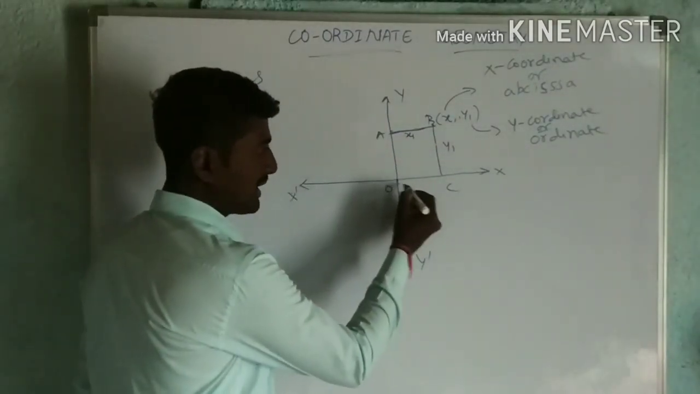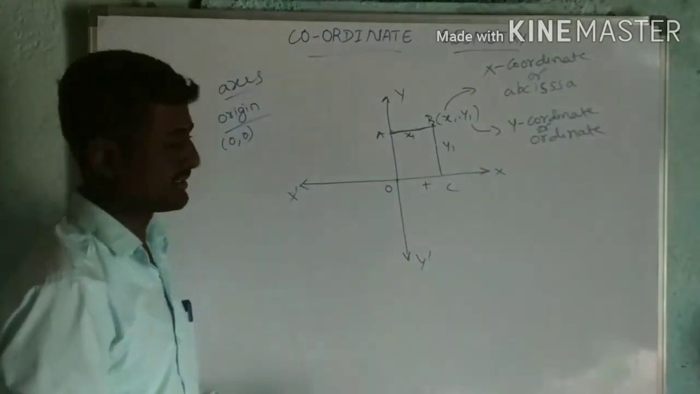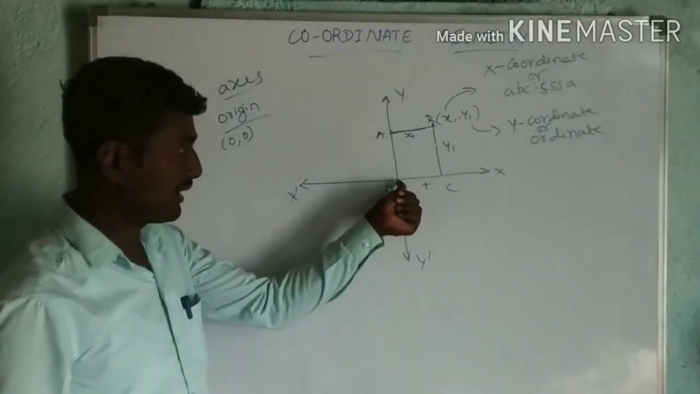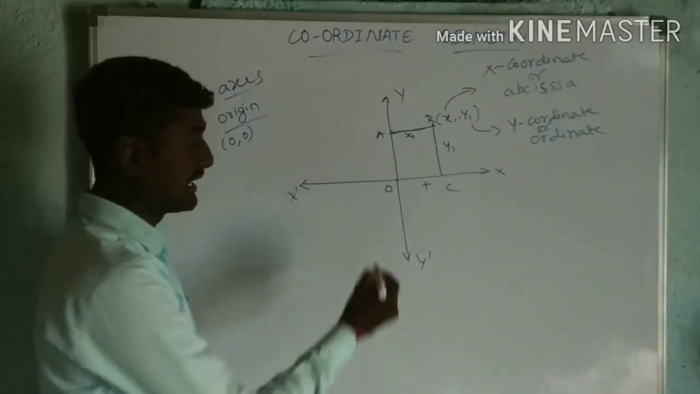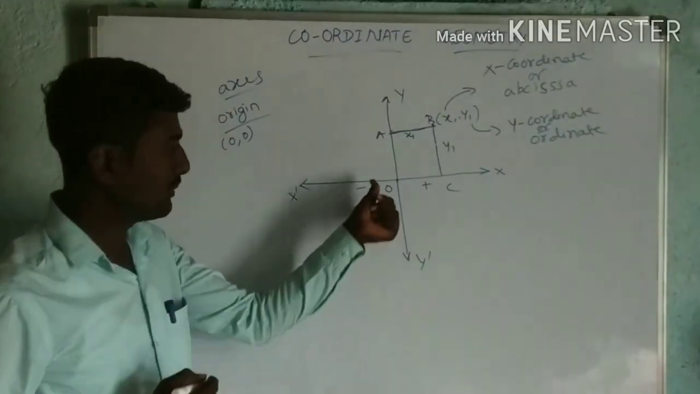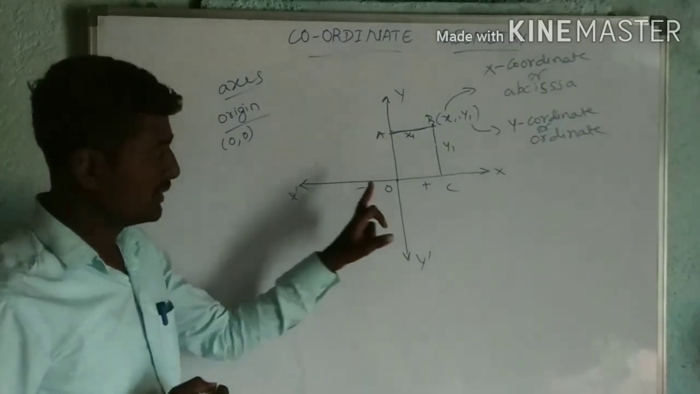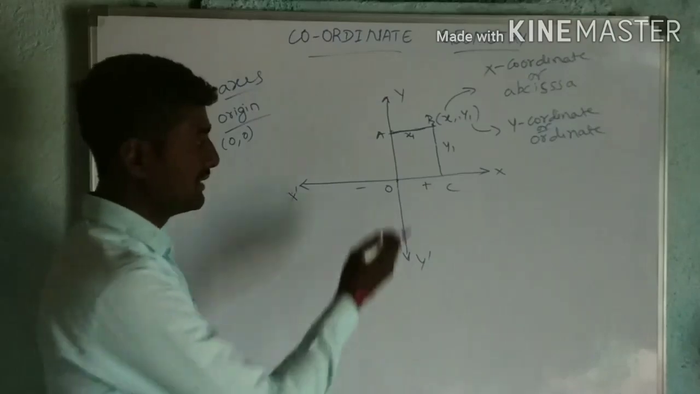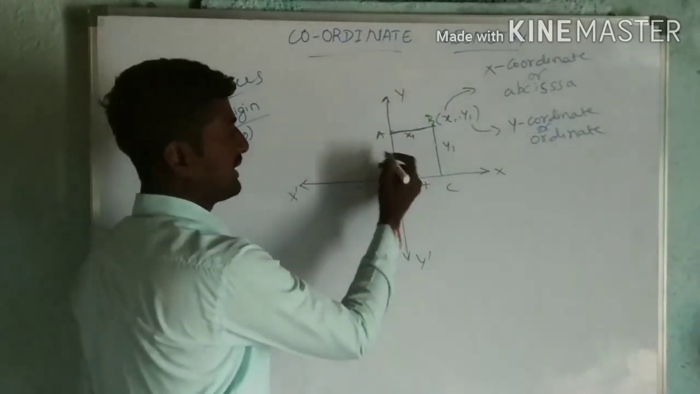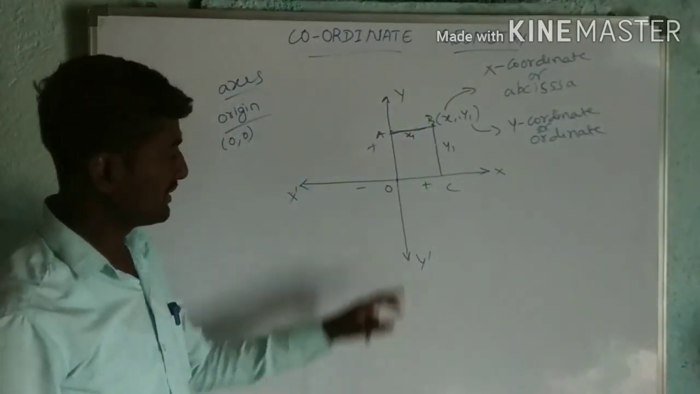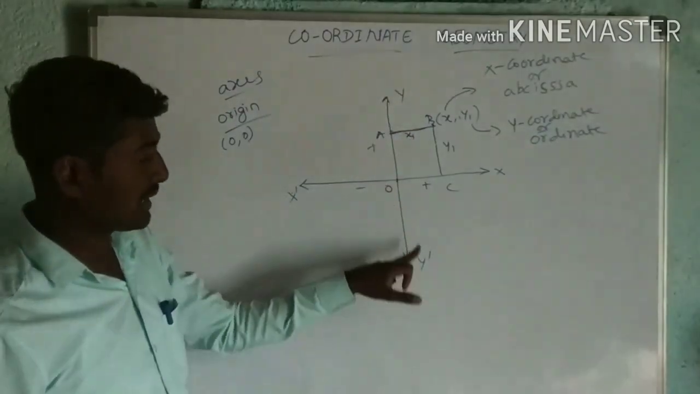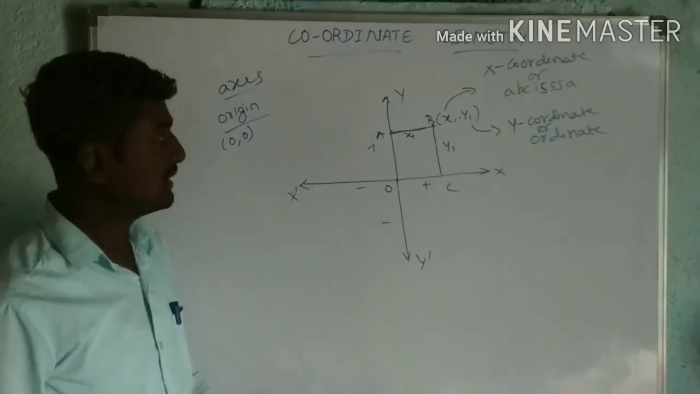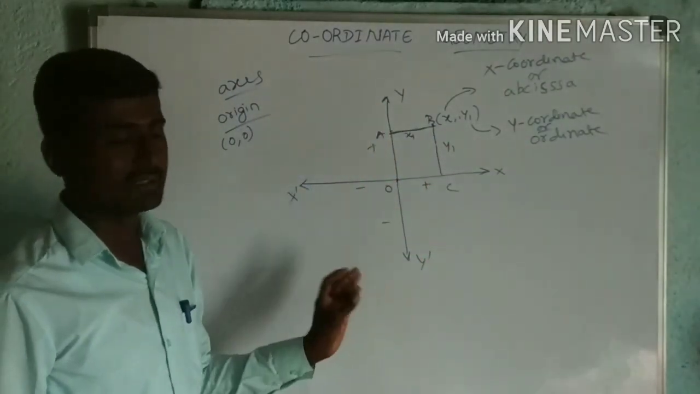The right side of the origin is always the positive x-axis: +1, +2, +3 and so on. The left side of the origin is the negative x-axis: -1, -2, -3 and so on. Similarly, the upside of the origin is the positive y-axis, and the downside of the origin is the negative y-axis. These are all basics we know already.